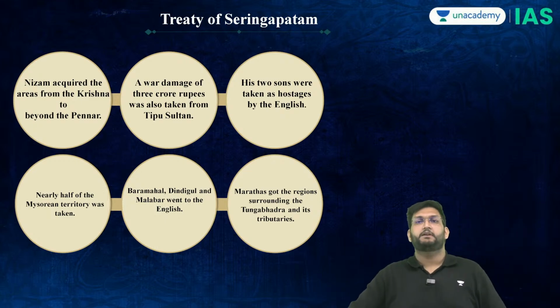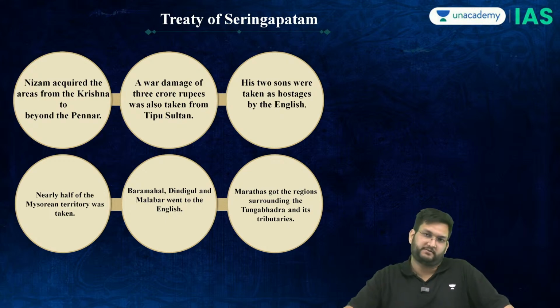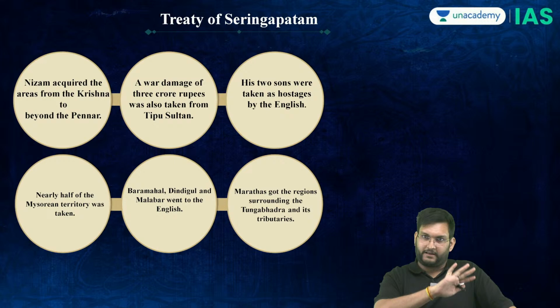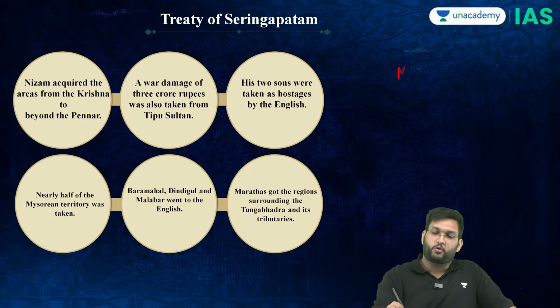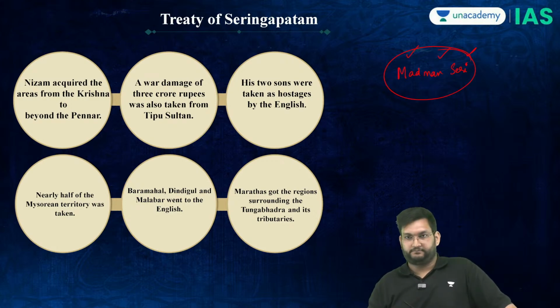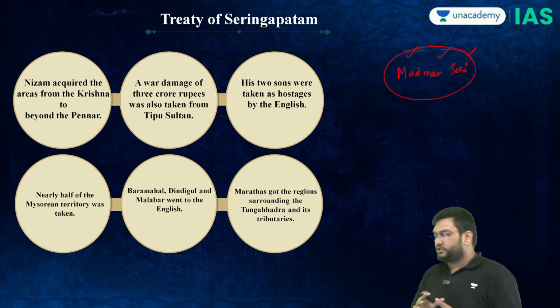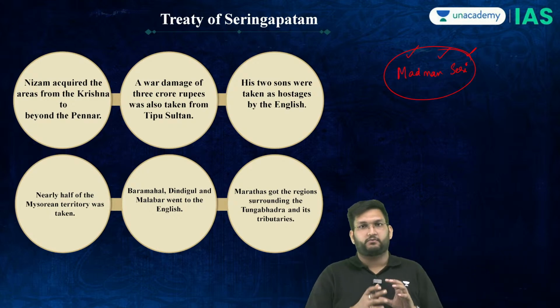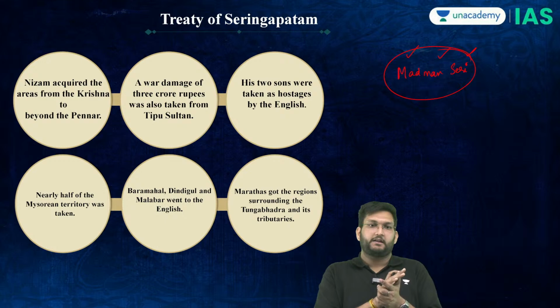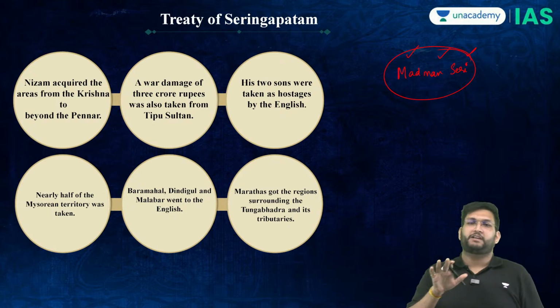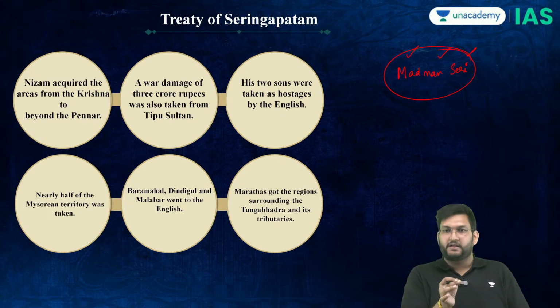Treaty of Seringamapatnam, considered to be one of the most humiliating treaties. This is also called, and this is where the 3 treaties of Anglo-Mysores are over. The code is Madman Seri: Madras, Mangalore, Seringamapatnam. And the Treaty of Seringamapatnam more or less made sure that the fate of Indian politics was sealed in that regard. And thereafter, it was very clear that Tipu Sultan ceases to be a threat. Though he was alive, he ceases to be a threat.